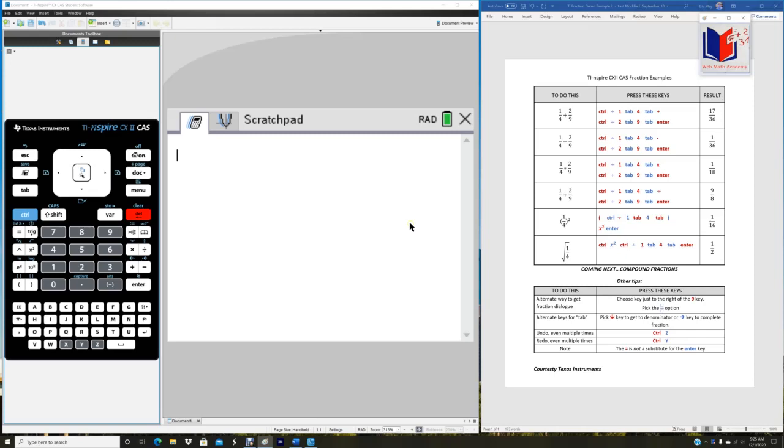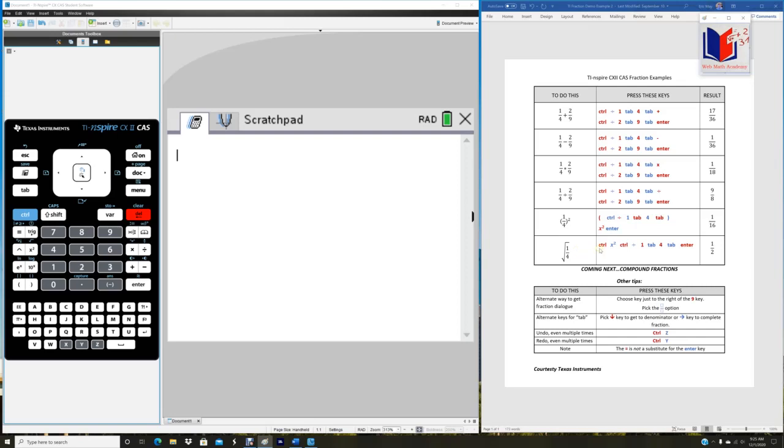Today we're going to do a quick tutorial on fractions and the use of your TI-Nspire graphics calculator. On the right side here, I have a listing of all the possible permutations you could use with fractions: addition, subtraction, multiplication, division, squaring, and square root. And if you follow all of the key presses here directly as I have them listed here, you will get the final answer. Let's try square root of 1/4.